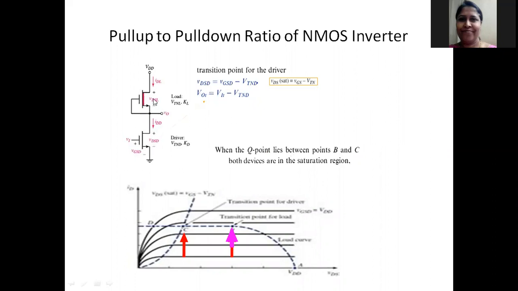It has one driver, one load. This driver is called pull down device. The load is called pull up because it pulls the output to VDD. This driver is called pull down device because it pulls the output to ground level. So input for this inverter is nothing but VGS of this driver. Output of this inverter is nothing but VDS of this driver.